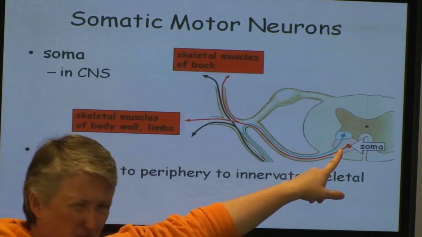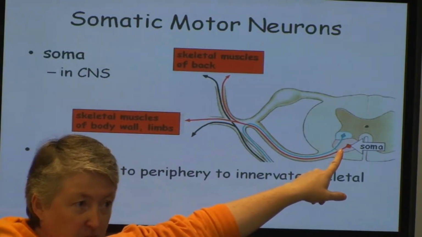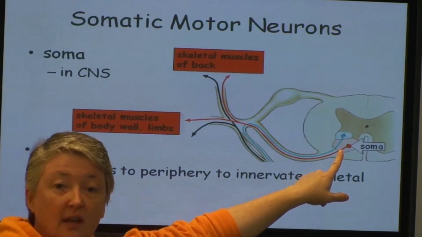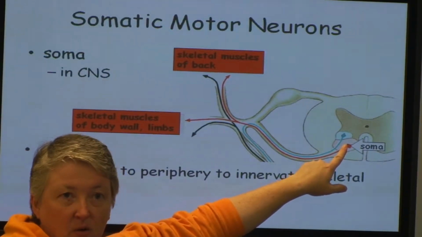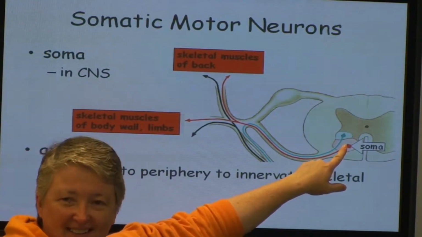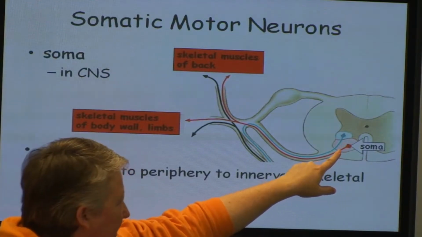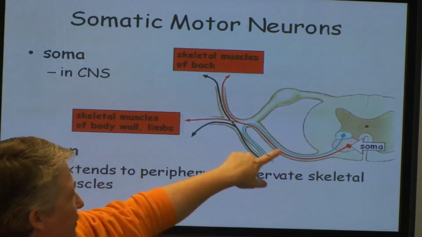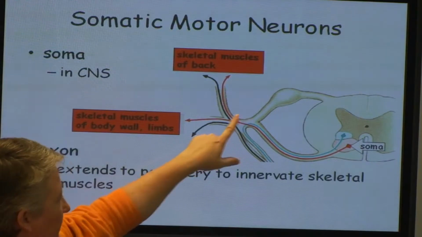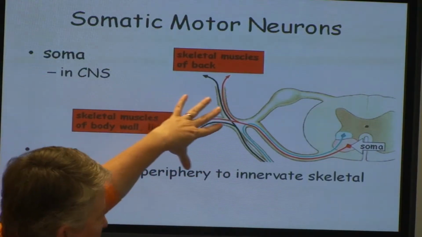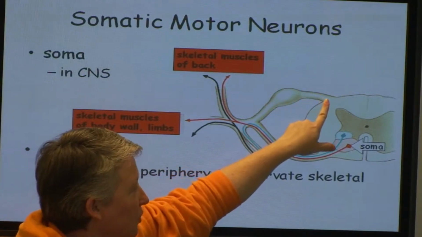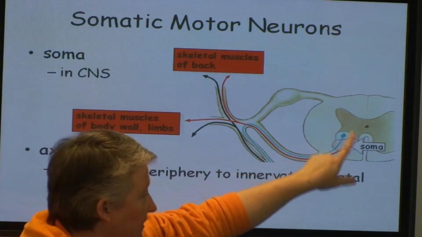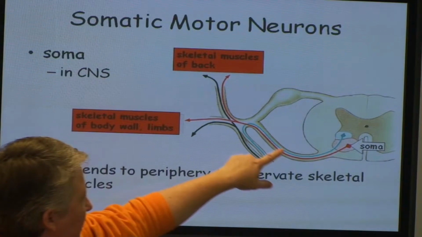Your multipolar neurons tend to be, your somatic motor neurons are all multipolar neurons. In fact, I think all of your motor neurons are multipolar neurons. But specifically the somatic ones, the ones that control skeletal muscles. And so their somas are inside the spinal cord, and their axons come out the ventral root. The axons of the sensory neurons, and we'll get to those in a minute, come in the dorsal root.